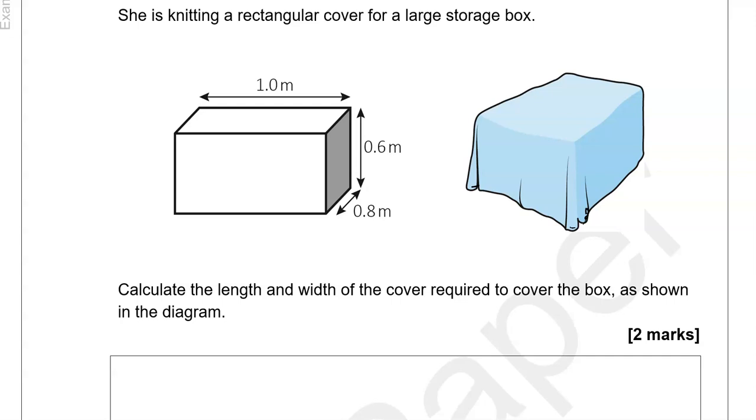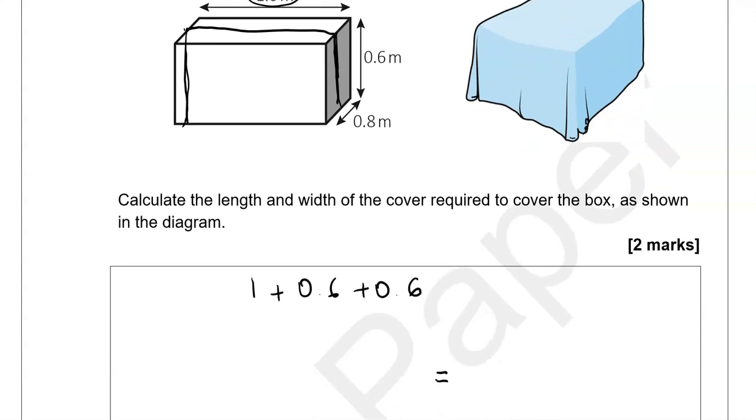So in other words, we're going to think of the length as going like this. So the length would include the 1 meter. It will include this here, which is 0.6, and also this one here, which is going to be 0.6. So adding these together, we get 2.2 meters.